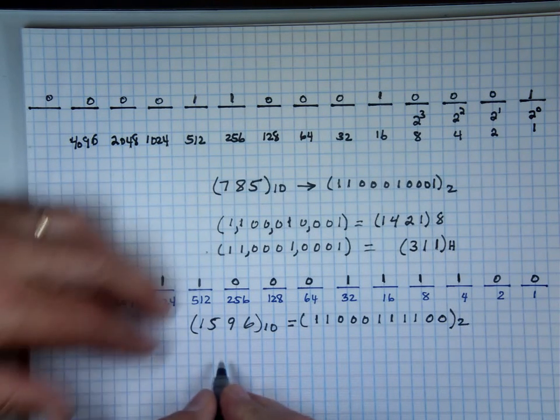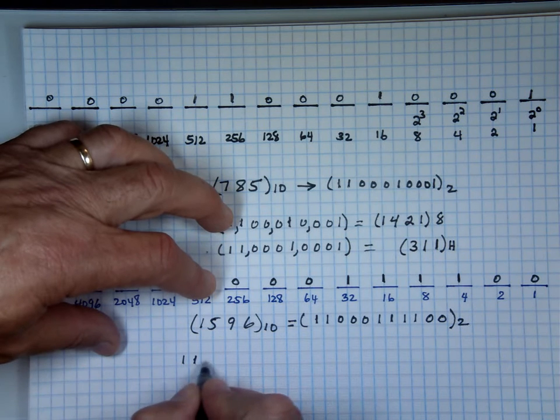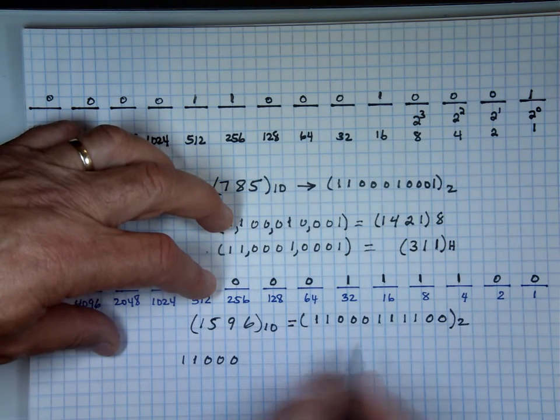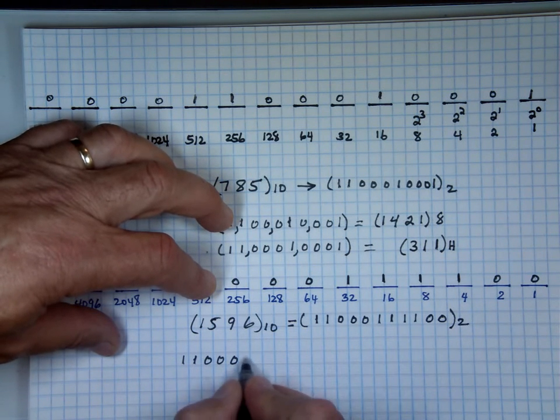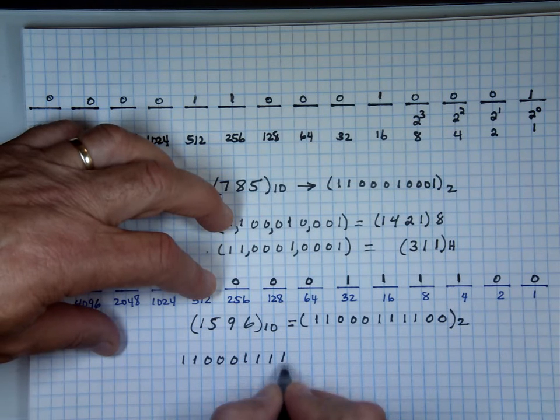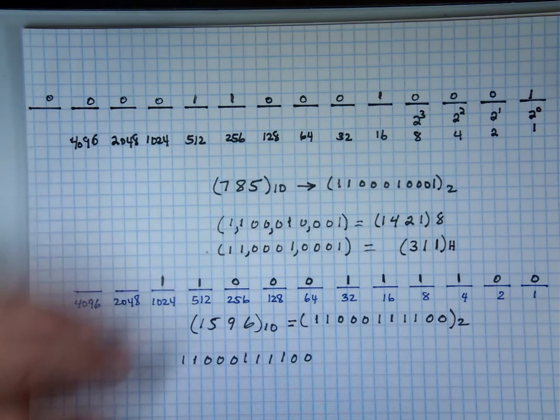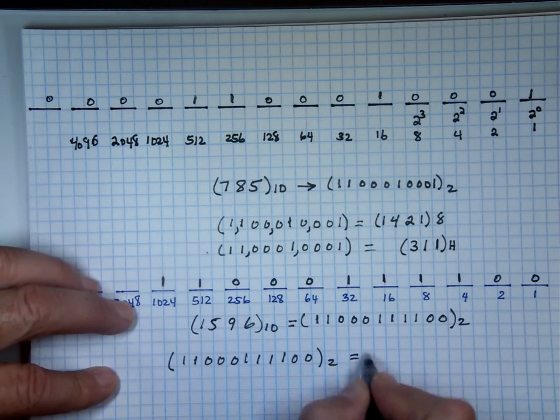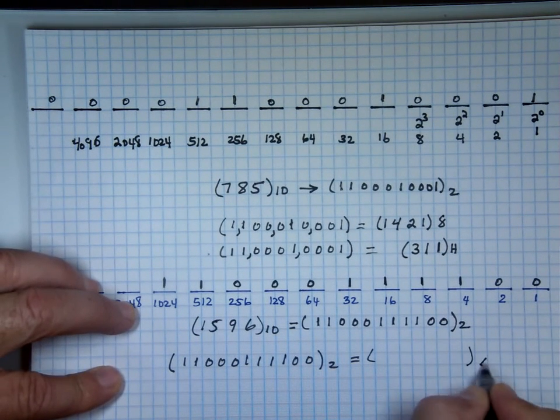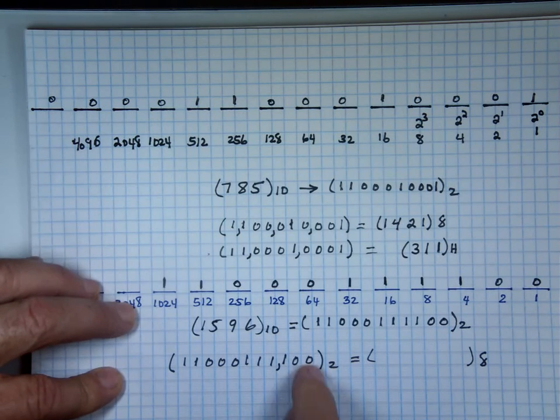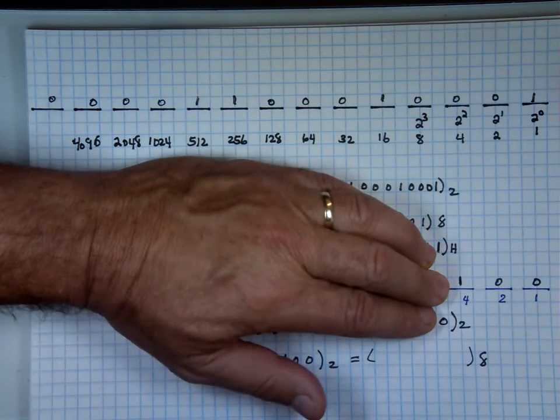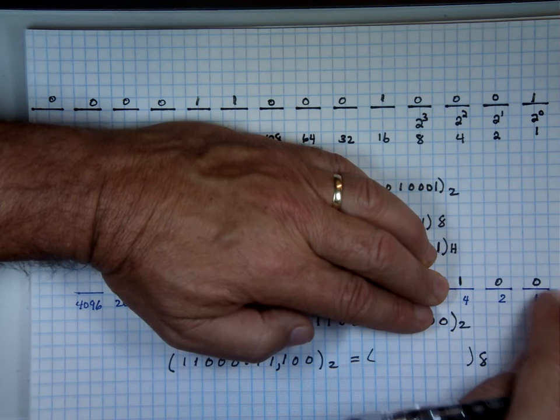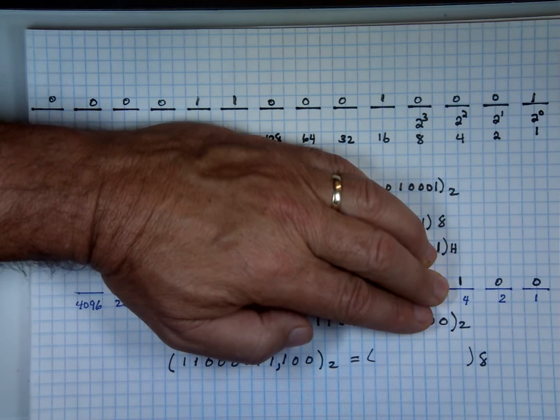Let me write that number down. 1, 1, 3 zeros, 1, 2, 3, 4 ones, and 2 zeros. That's base 2, and you want to change it to base 8. Groups of 3s. 0, 0, 1. What's 0, 0, 1? Isn't that a 4?